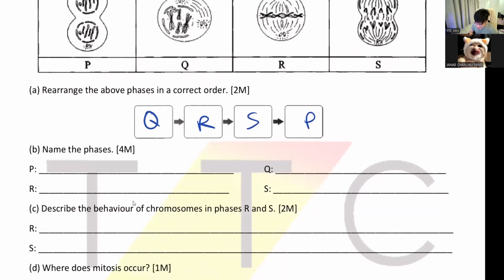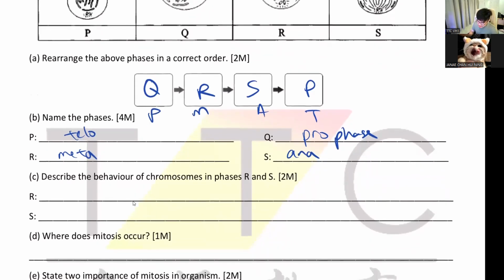Really easy lah. So this is your PMAT. I'll just give you an answer for this lah. So your Q is prophase, R is metaphase, S is anaphase, T is telophase. I write phase lah, I'm just lazy, I'm just writing the front name there.